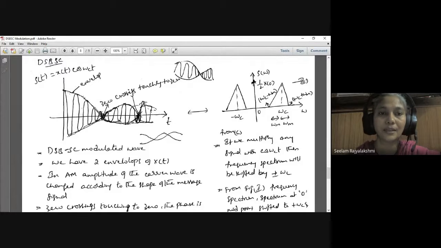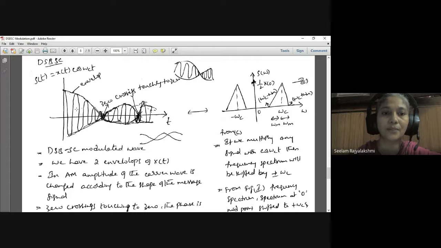So here this is the envelope and this one is also an envelope. Here we have two envelopes, which represent the message signal, the upper band and the lower band. Inside this envelope we have the sinusoidal carrier signal. So here we have two envelopes of x of t.